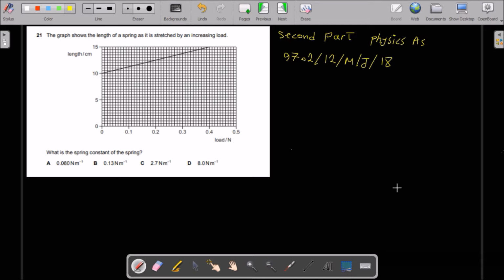Question 21. The graph shows the length of a spring as it is stretched by an increasing load. What is the spring constant of the spring? As you know, for a spring constant, if you have length and load, then you can use Hooke's law, F equal to Kx. So what is K? K equals F over X. So F over X, what is force?